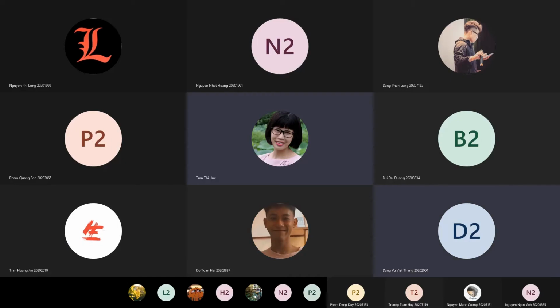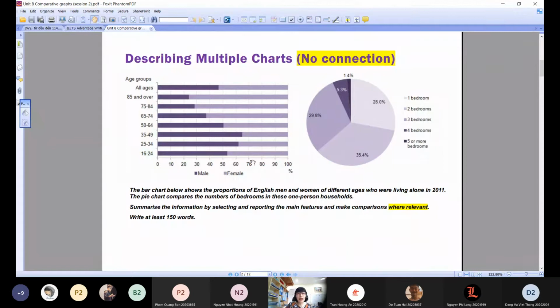And you have to compare the categories. How about the second chart, the pie chart? It's about the number of bedrooms in this one-person households. Okay, remember in the previous chart, the people, they live alone.